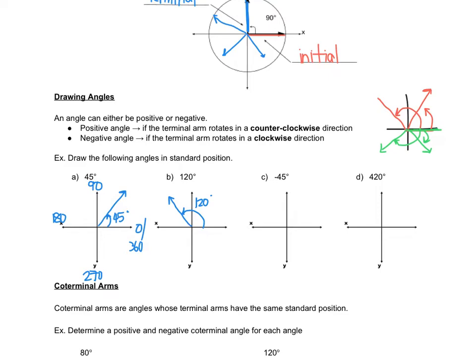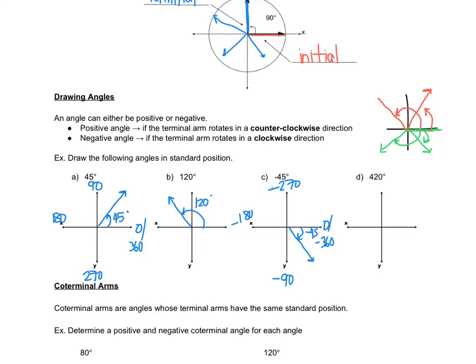So I'm going to write a new reference for our negative angles. Here's 0. Then we have negative 90, negative 180, negative 270, negative 360 if I'm going in the clockwise direction. So if I want negative 45, I'm going to go 45 degrees clockwise from 0, which puts me somewhere here. That is negative 45 degrees.